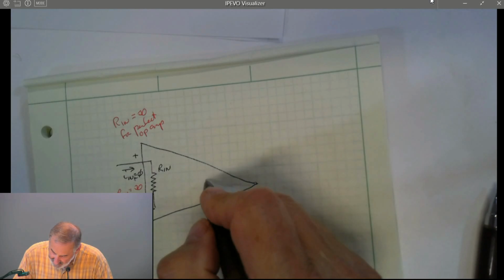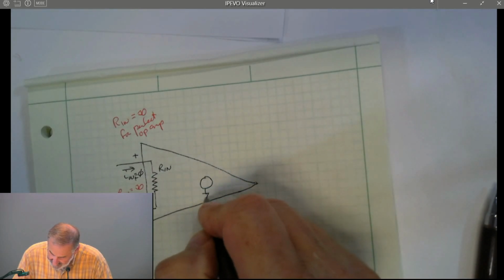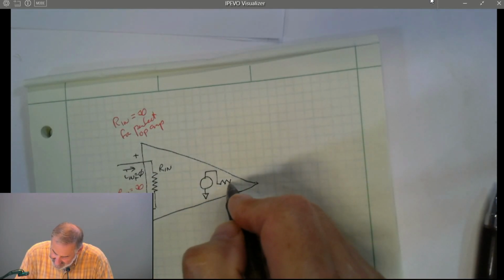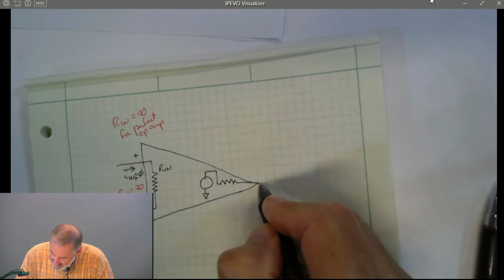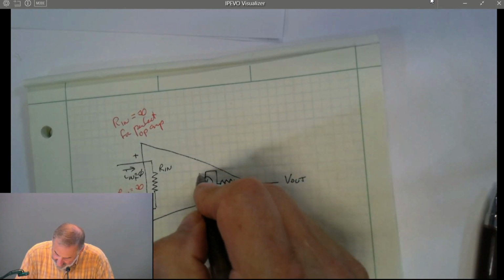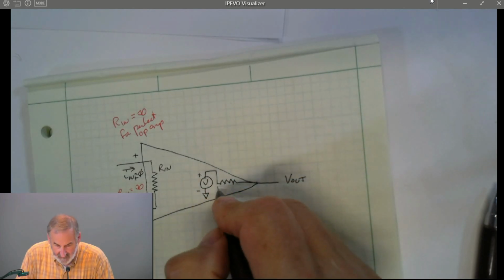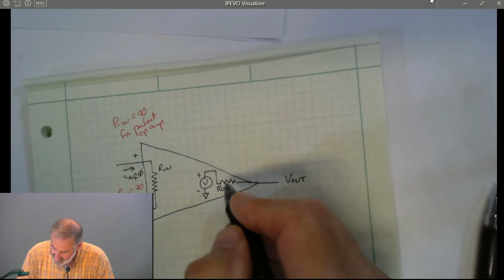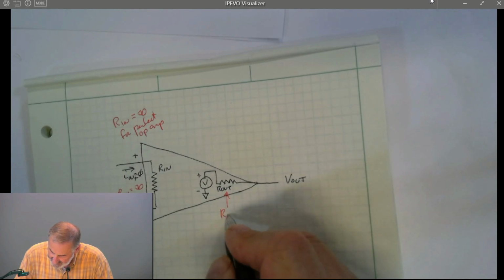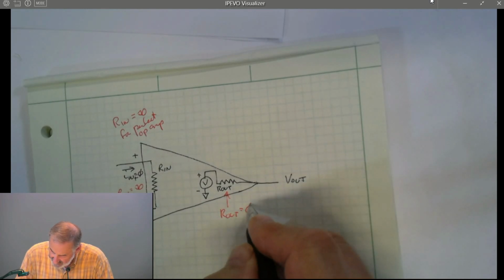We've got some sort of voltage source that allows us to put out a voltage, and of course any voltage source can be modeled as its Thevenin equivalent. There's some R out. For a perfect op amp, R out is 0.